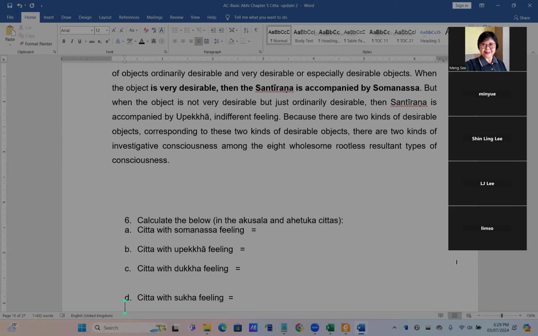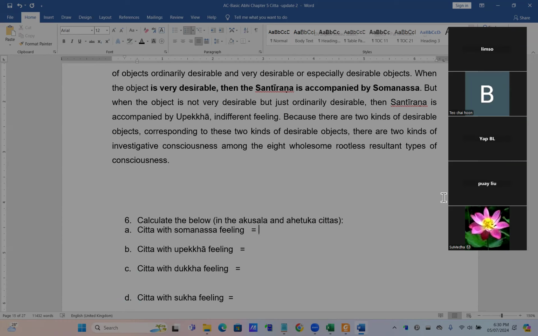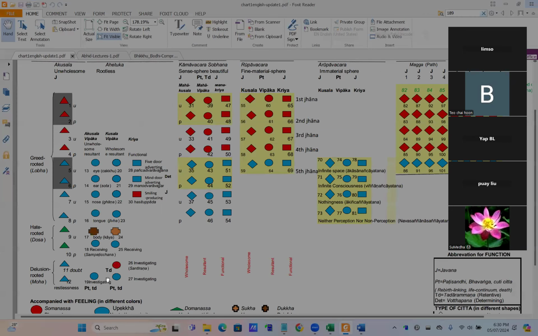Maybe I ask Mingse. Mingse, can you answer this question? How many Citta with Somanasa feeling? I think it's 4. 4, in the Akusala and Ahituka, both of them? In the Ahituka, there is no joy. Are you sure? Let me see, there's one joy, and there's one more. How many? 1 or 2? So altogether is 5.